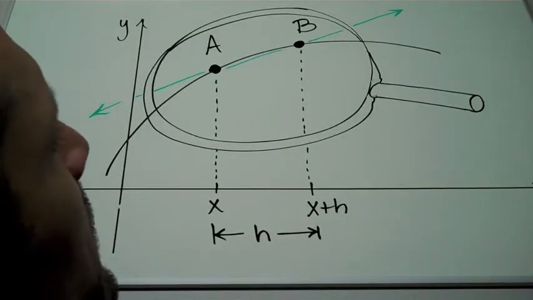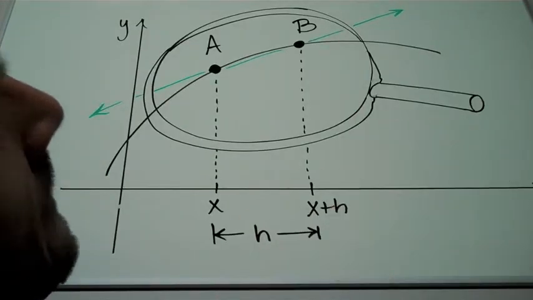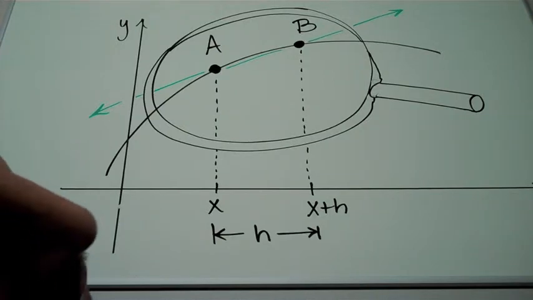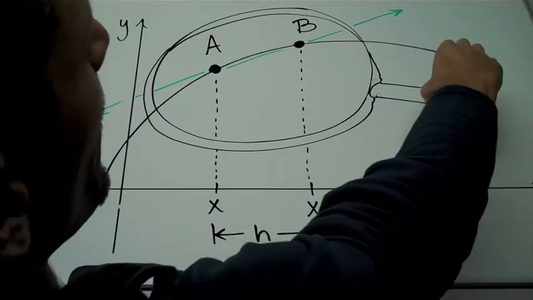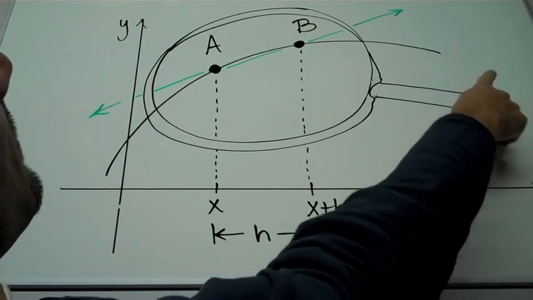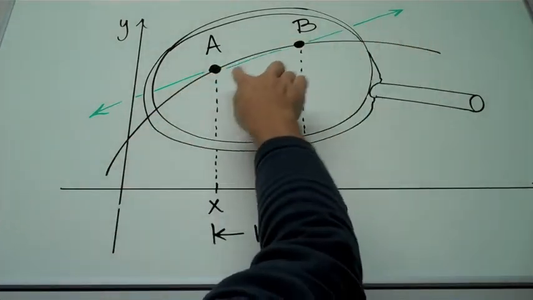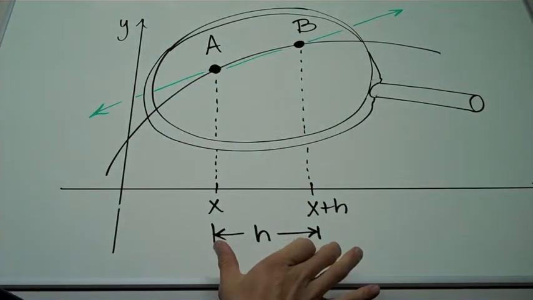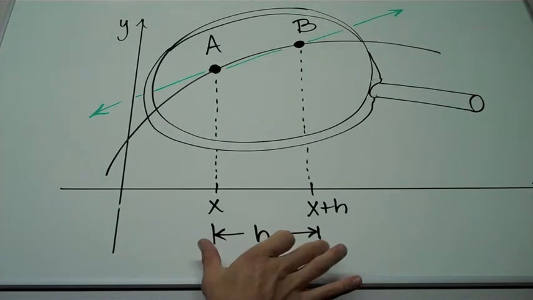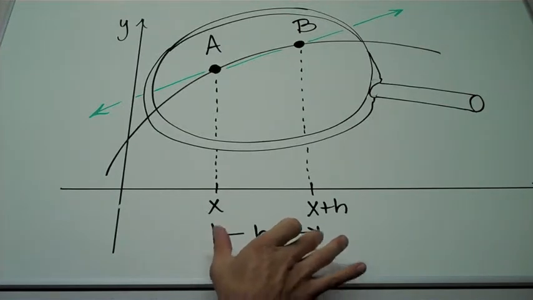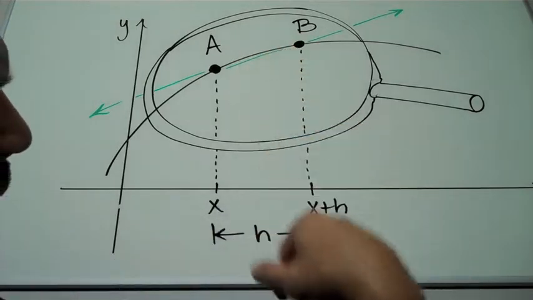Here I've taken the last picture we had and I blew it up with a magnifying glass. You see, there's a magnifying glass, and here is our curve and our points A and B, and they are still separated by a distance h. But you can see that the distance h is shrinking, as I'm bringing B closer and closer to A.